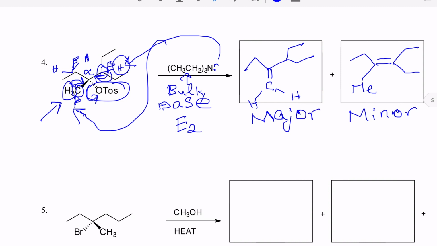So again, just to recap, this is Zaitsev's. My pen is very unresponsive today, but to continue, this is Hoffman's product. So just keep these terms in mind, especially during the exam.